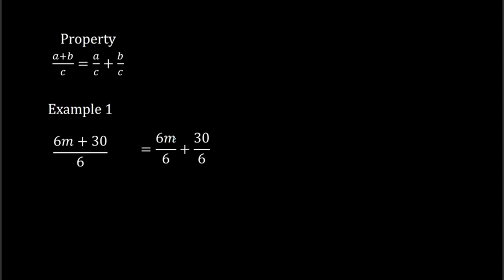So from here, I can simplify. On the first fraction, I can divide by 6. I'm left with m over here. And then the second fraction, I have 30 over 6, which would equal 5. So what I have is m plus 5.